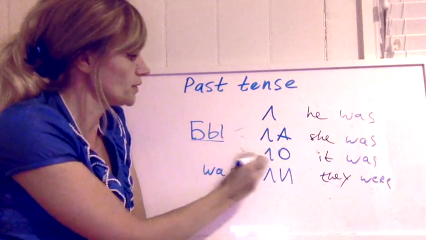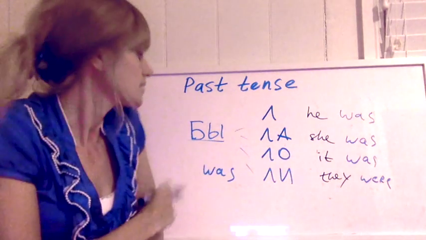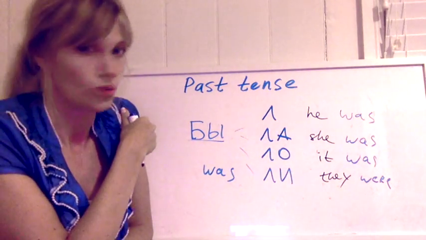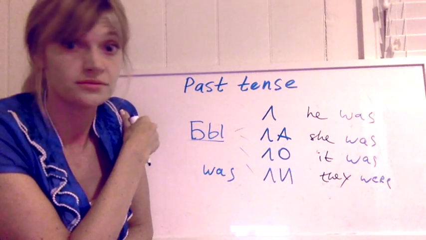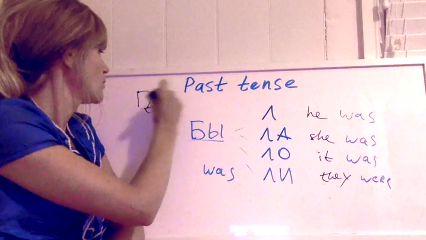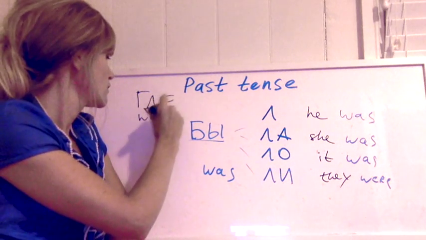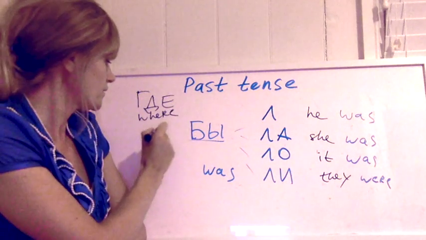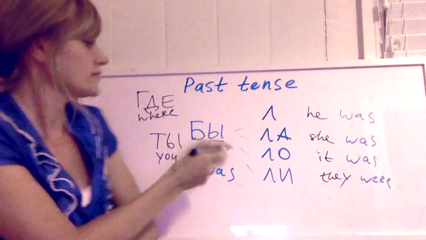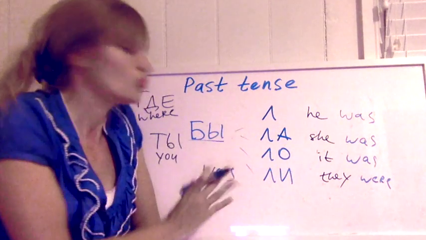Был, была, было, были. Let's ask a question, this universal question. Where were you? Where have you been? Где? Where? And then ты, you. And it depends who you are asking.